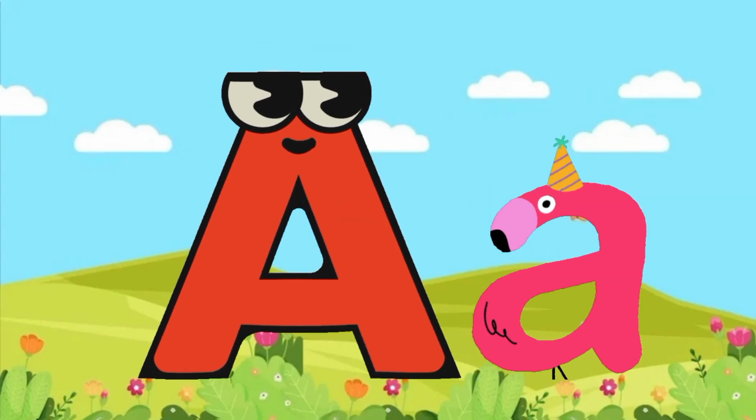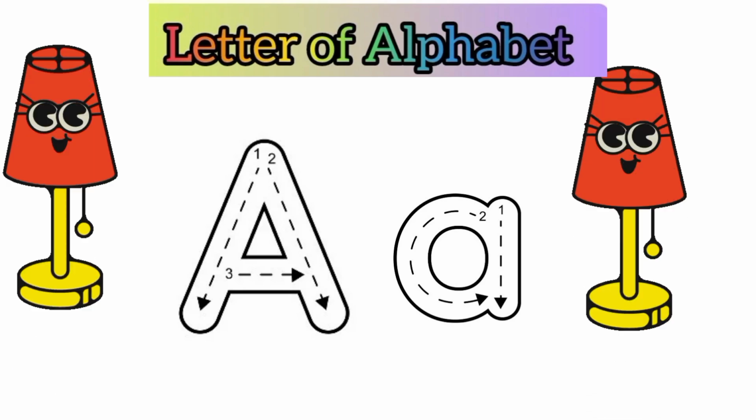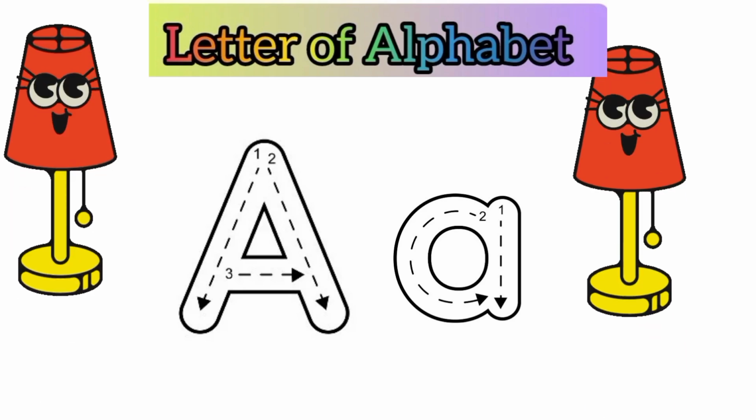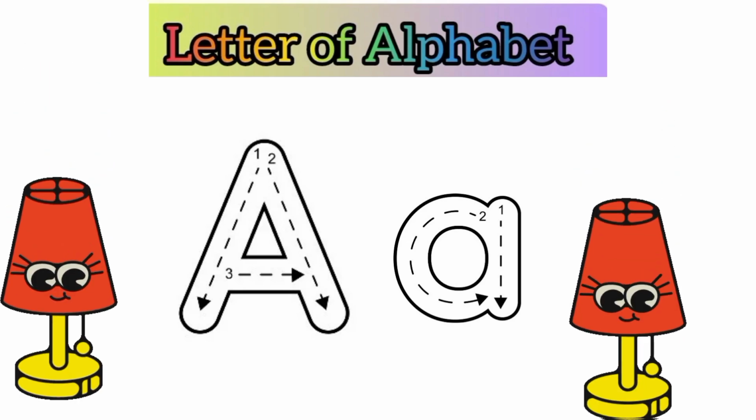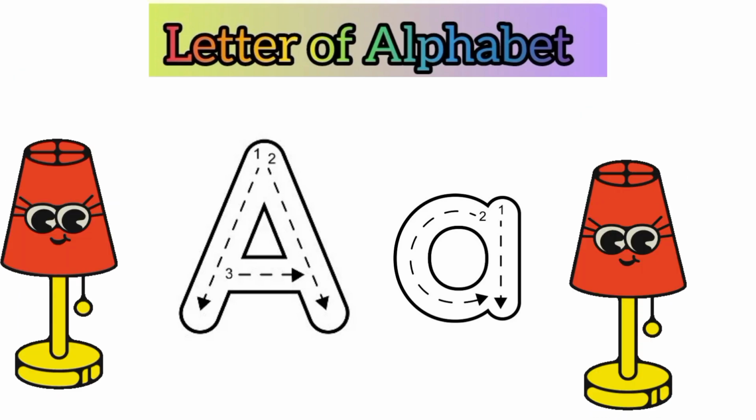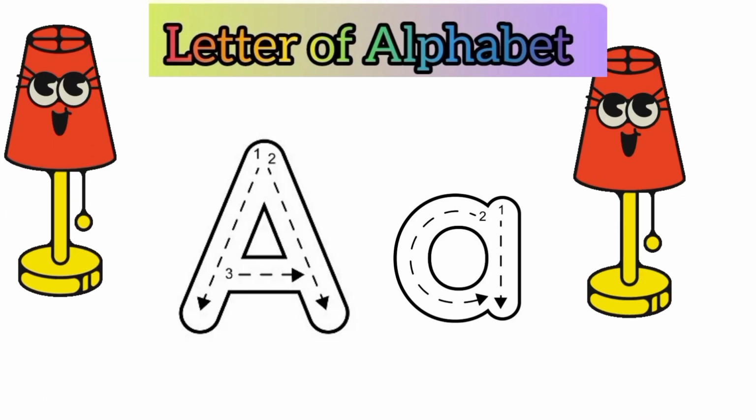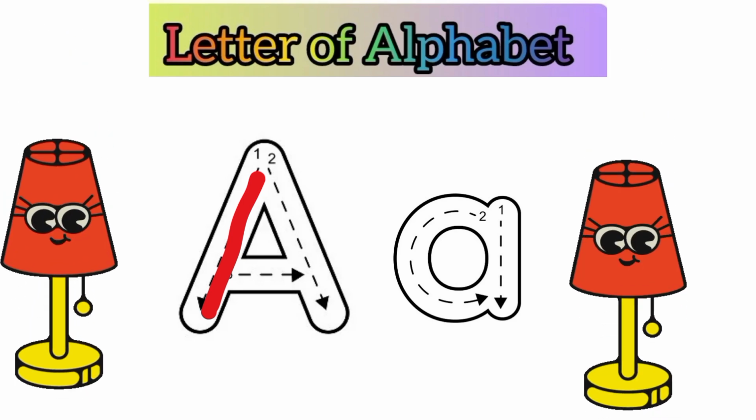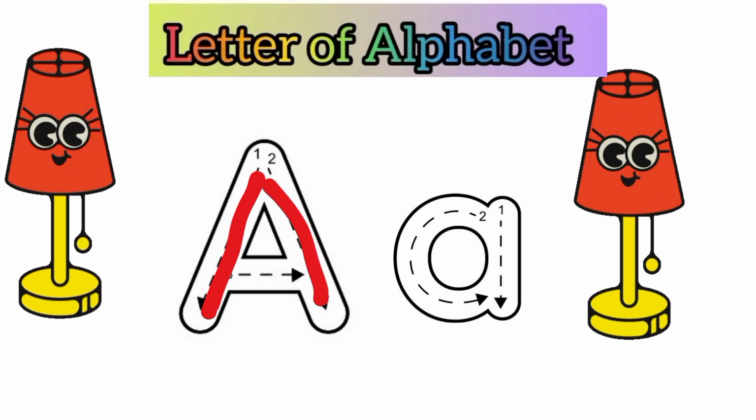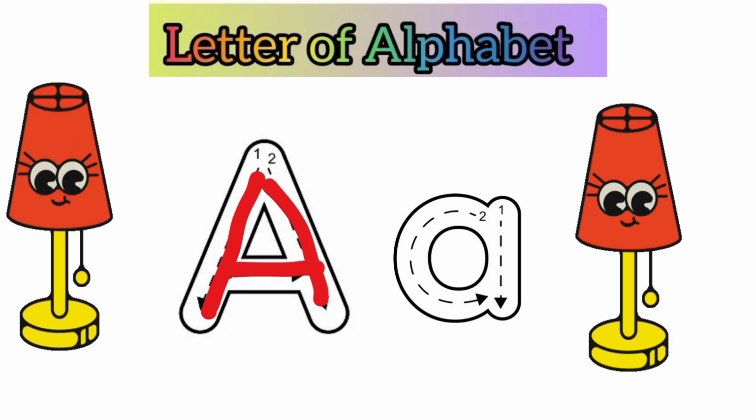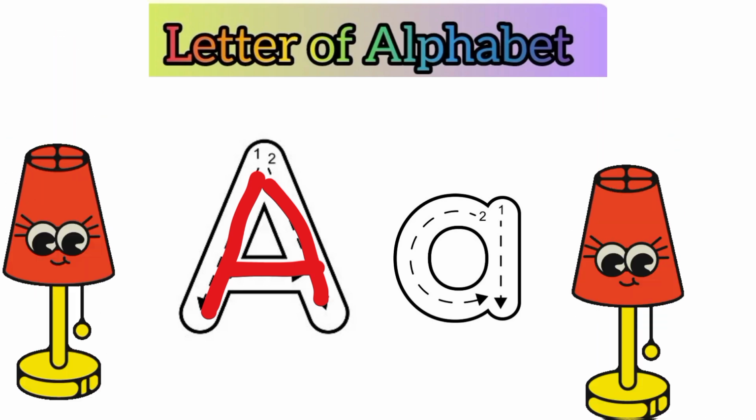Let's practice writing the letter A. We will start by writing the capital letter A. When we write the letter A, we make three lines. We go down and across. And there you have an uppercase letter A.